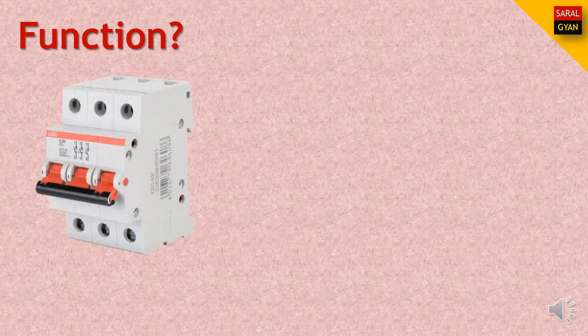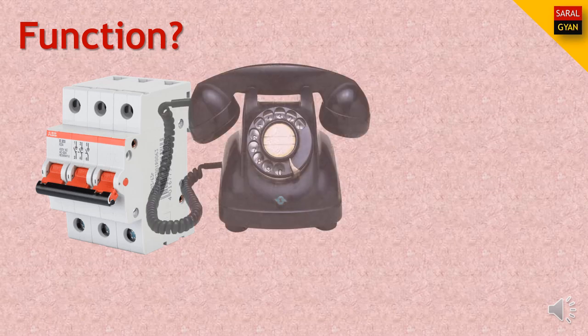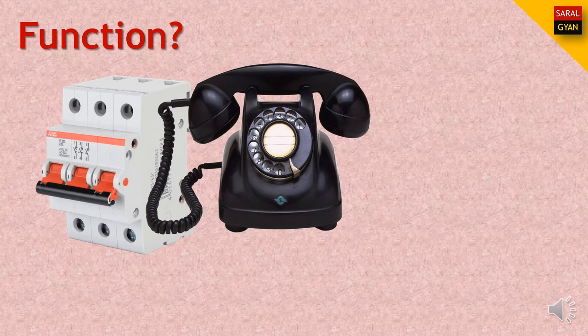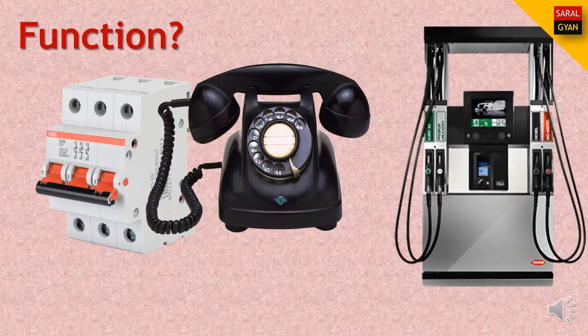If we look at this diagram, this is the image of an MCB, which is the main circuit breaker. The function of this particular device is to perform a task to break the circuit. Whenever there is voltage fluctuation, the power supply will break down. This device is basically a traditional telephone, and the function of this device is to make the call. Accordingly, this is a petrol dispensing unit. The purpose of this device is to dispense or provide petrol to automobile equipment.